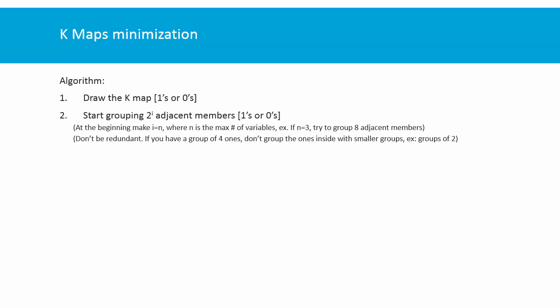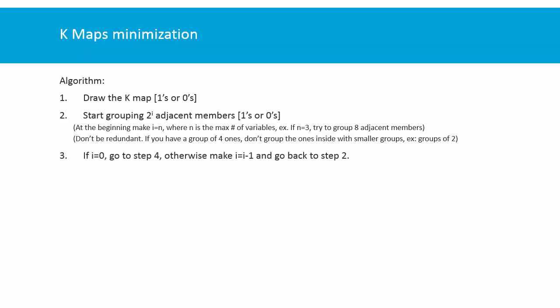Now, the second part is probably one of the hardest because it is very visual. You have to start grouping 2 to the power of I adjacent members. Again, the members can be ones or zeros. At the beginning, you have to make I equal to N, where N is the maximum number of variables. For example, if you have a 3-variable function, then you're going to try to group 8 adjacent members.